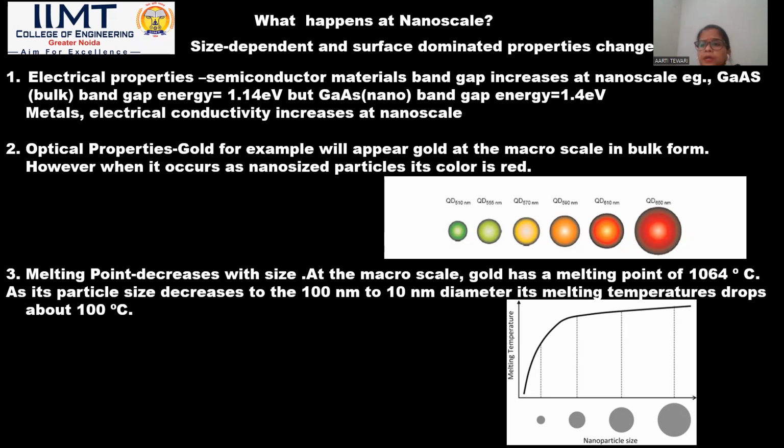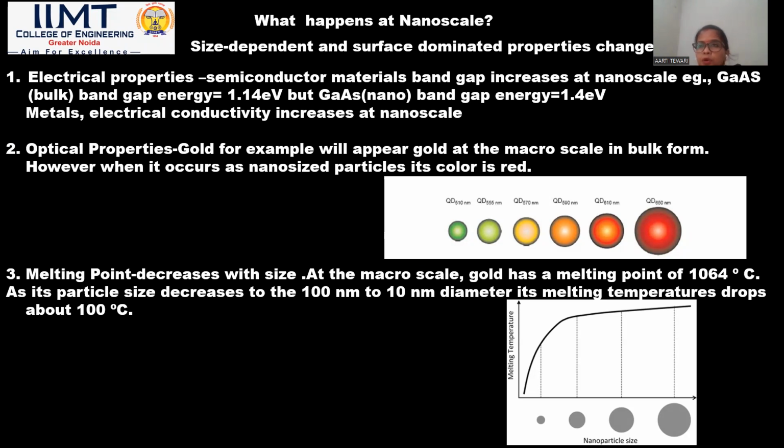For example, if I take gallium arsenide and measure its band gap energy in the bulk scale, it is 1.14 electron volts. But as I take my gallium arsenide to nanoscale, its band gap energy becomes 1.4 electron volts. So there's a jump in the band gap energy. But if I take a metal, then as I take my metal to the nanoscale, its electrical conductivity will increase. That means the band gap is decreasing.